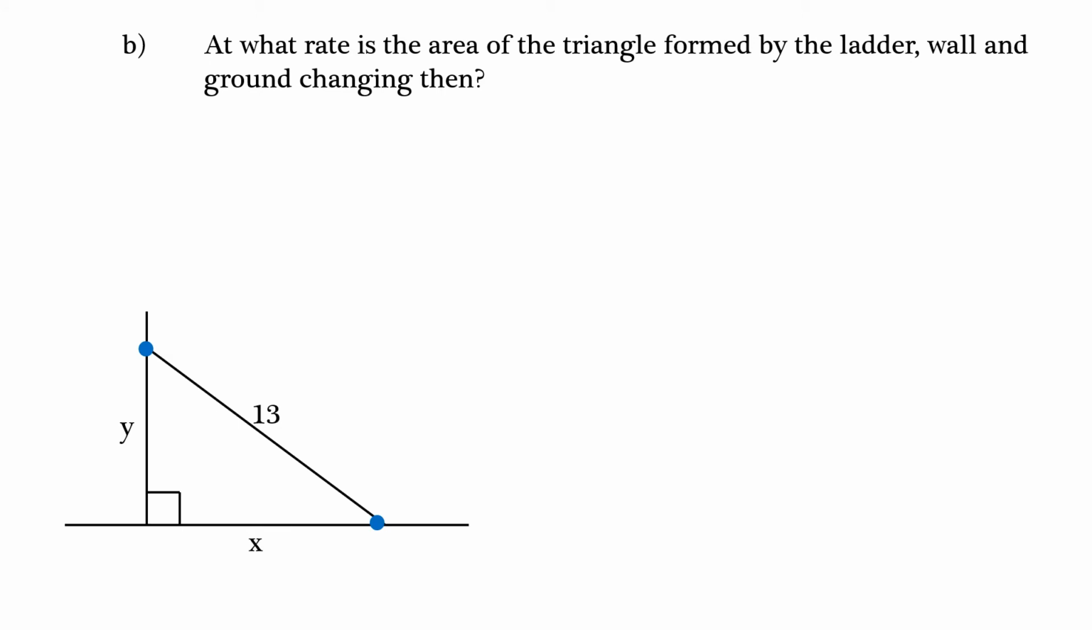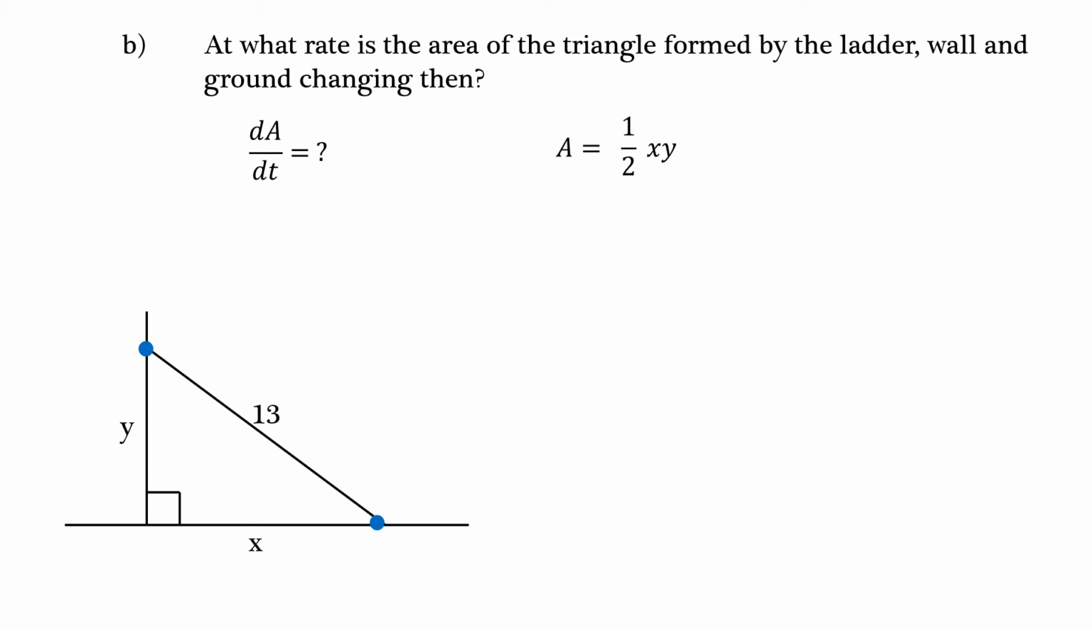Letter B. At what rate is the area of the triangle formed by the ladder, wall, and ground changing then? So we are looking for the derivative of the area with respect to time. So we are looking for the dA over dt. To find this, we will use the formula for area of a triangle, which is 1/2 of the base times the height. So in this case, we are going to say 1/2 of x times y.